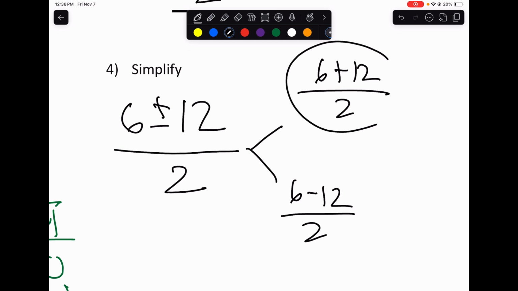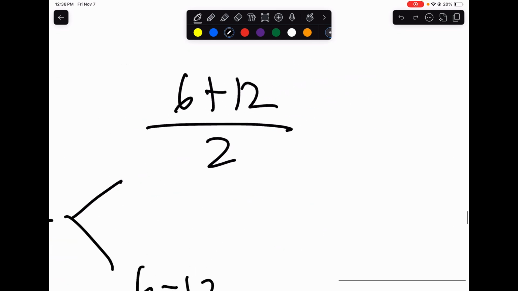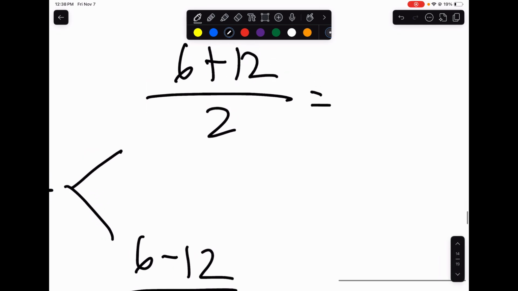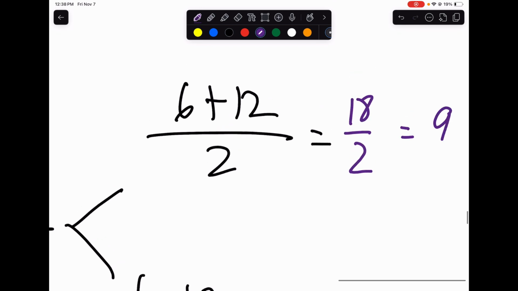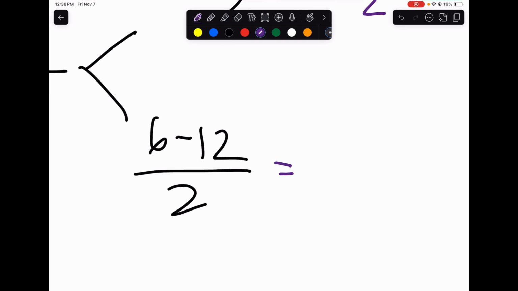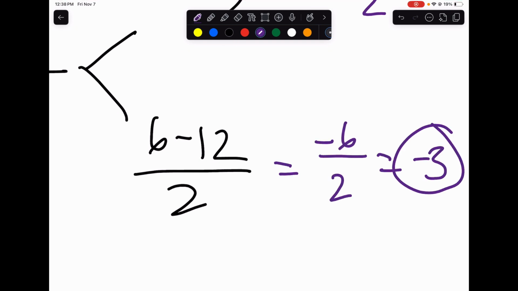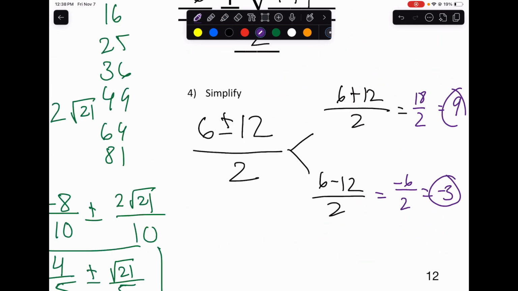Do not plug this directly into your calculator. Simplify the top, simplify the bottom, and then divide. If you plug it in right away, there's a good chance you're going to plug it in incorrectly. So on top, I get an 18. I divide that by 2. 18 divided by 2, I get 9. 6 minus 12 gives me a negative 6. Divided by 2, I get negative 3. So my 2 answers here are 9 and negative 3.